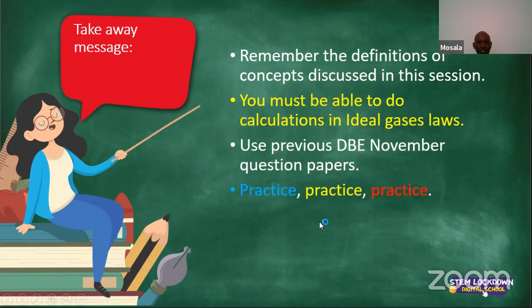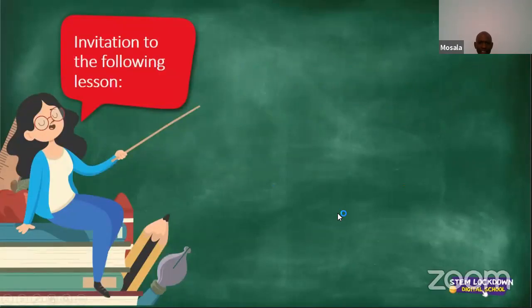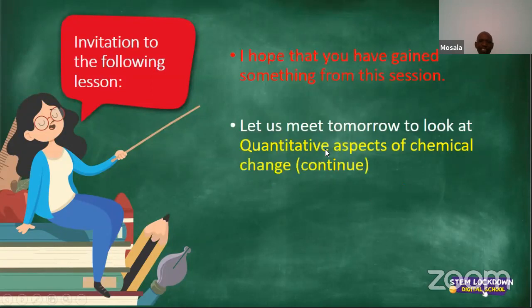So tomorrow we'll continue with these activities on looking into the quantitative aspect of chemical change. That will be a continuation of today's lesson. We will be looking particularly into the limiting reagent and percentage composition.